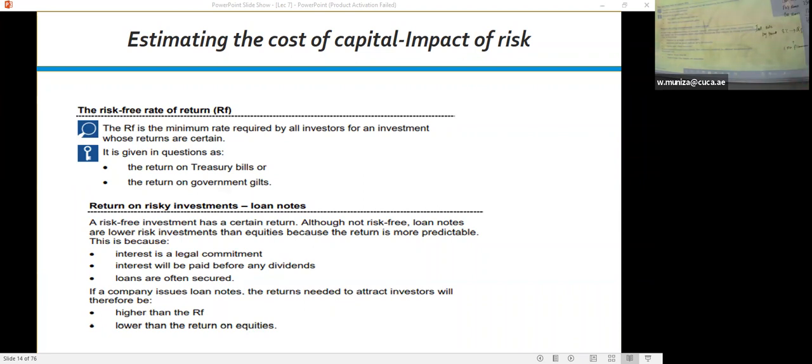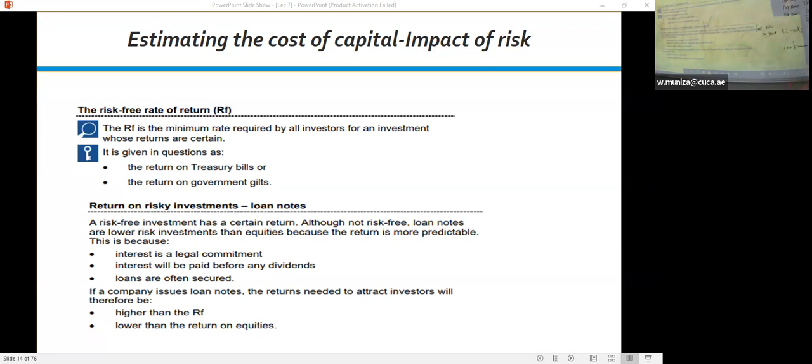A risk-free investment has a certain return. Although not risk-free, loan notes are lower risk investments than equities because the return is more predictable. So we have discussed this point earlier as well, that debts are more secure as compared to the equities. This is because interest is a legal commitment. Interest will be paid before any dividends.